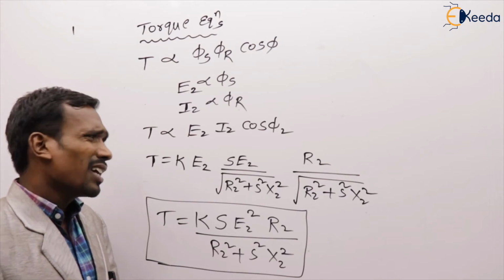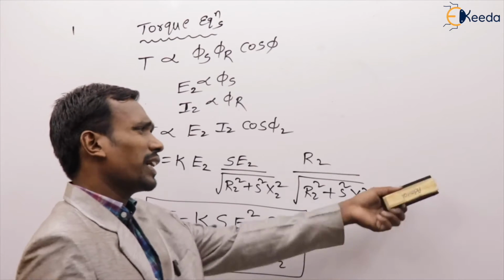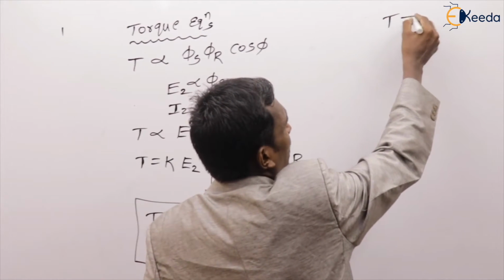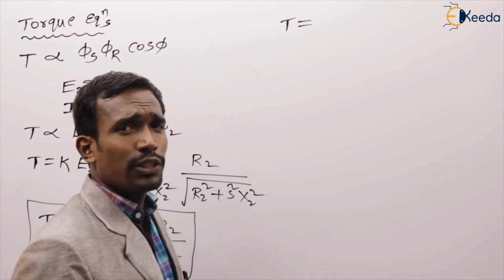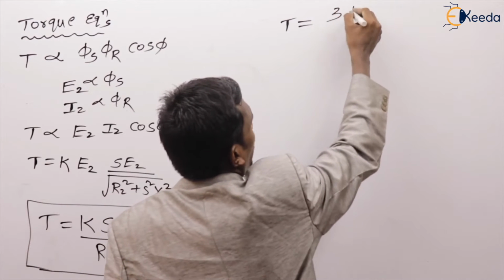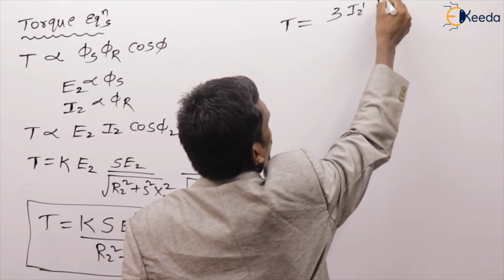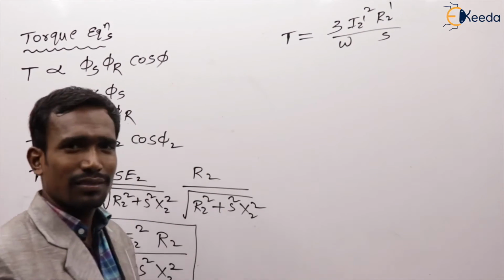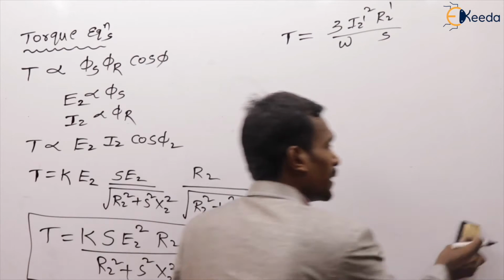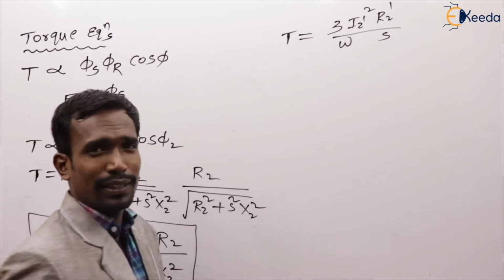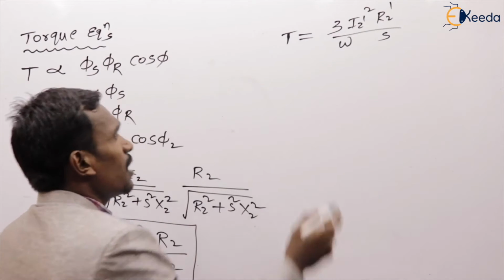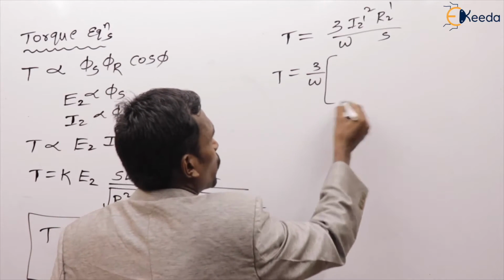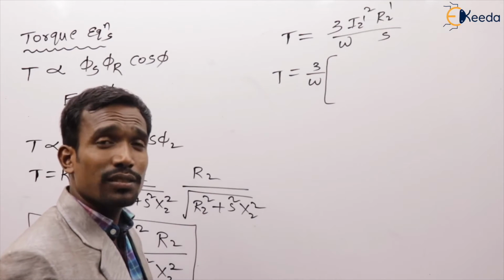This formula, again we can explain in another method. I told you the torque is very important. I told you torque T is equal to 3 into I2 dash square into R2 dash by S into omega. I told you already, this is very important, just remember this one. Now torque T is equal to 3 by omega into I2 dash square.